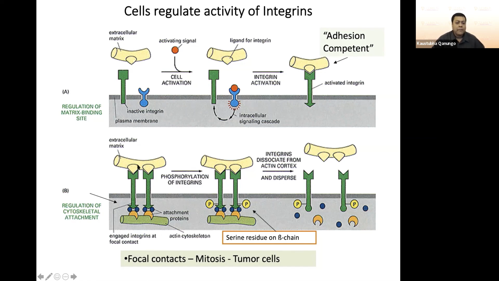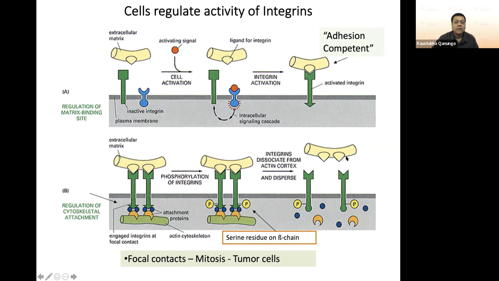Now what can happen is that if you phosphorylate the serine residues on the beta chains right here, remember that it's a beta chain. This is a small thing, but it is a good question for your exam. So if the serine residue on the beta chain is phosphorylated, this whole complex falls apart. The conformational change means it will no longer be able to bind these attachment proteins.